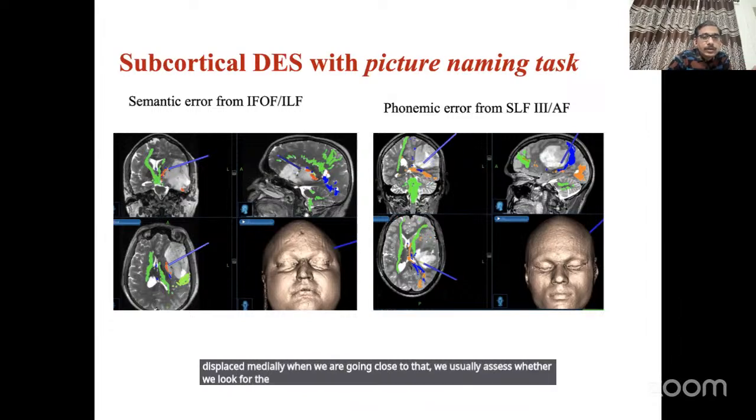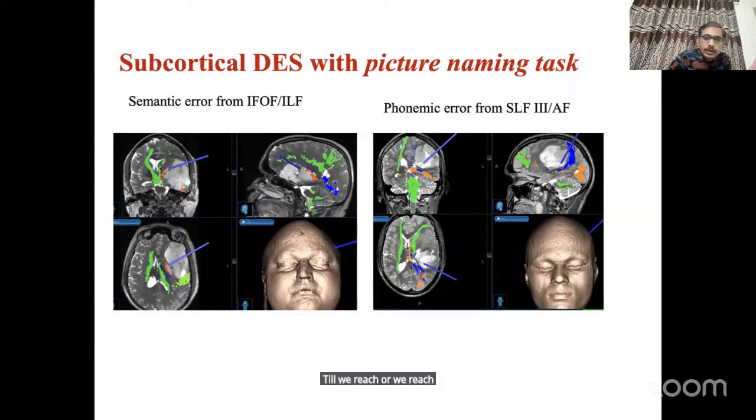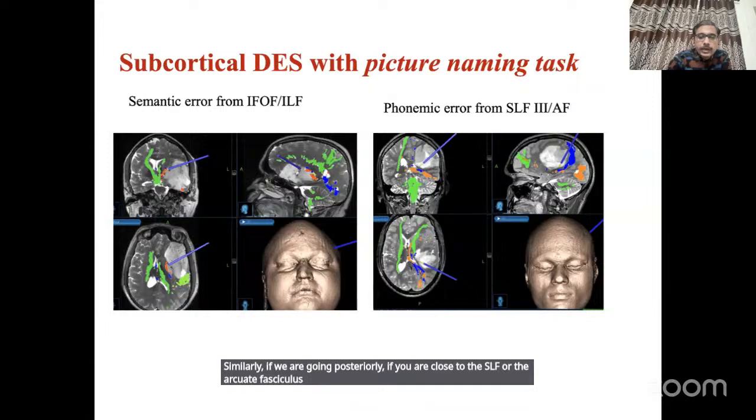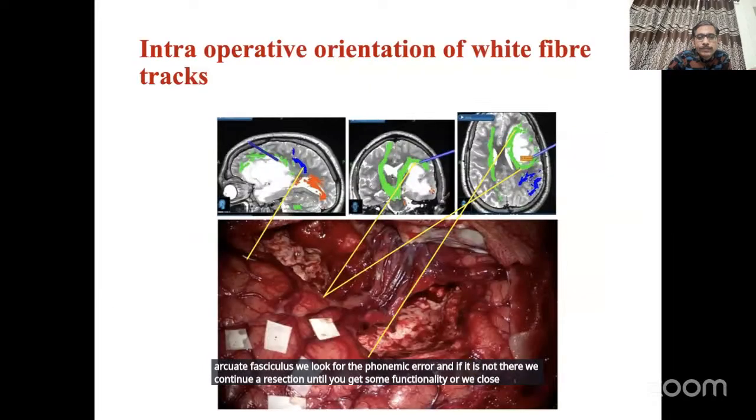If the patient is not having any semantic error, if the patient is not having any functional deficit, we continue our resection till we reach up to the periphery of the peripheral insular sulcus. Similarly, if we are going posteriorly, if we are close to the SLF or the arcuate fasciculus, we look for the phonemic error, and if it is not there, we continue the resection until we get some functional deficit or we are close to the insular sulcus. So this is after resection of a large insular glioma.